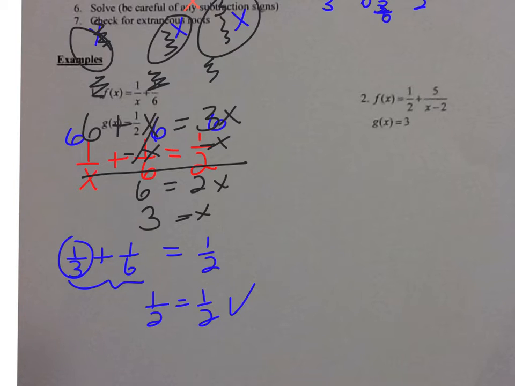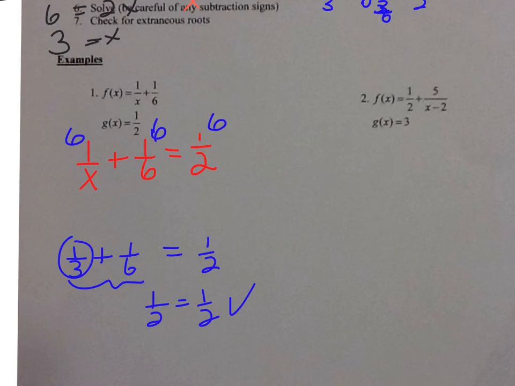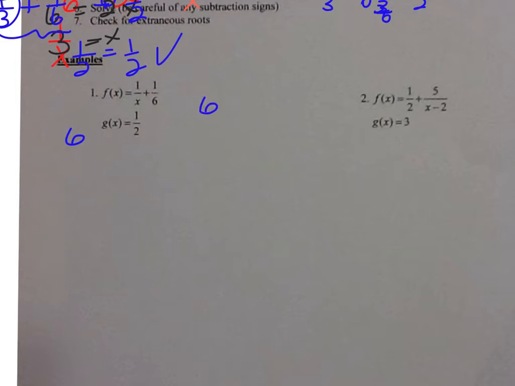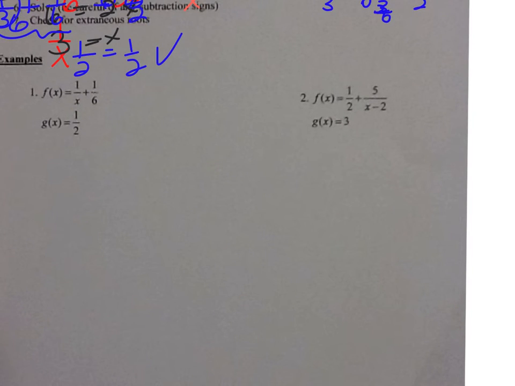All right, so I have f of x is equal to 1 half plus 5 over x minus 2, and g of x is equal to 3. So I'm going to set them equal to each other. So I have 1 half plus 5 over x minus 2 equals 3. All right, so I look in the denominators to see if I can factor. I cannot factor x minus 2. All right, so I notice I have a 2 here. And actually what I'm going to do is I'm going to put the 3 over 1. So now I have all fractions.